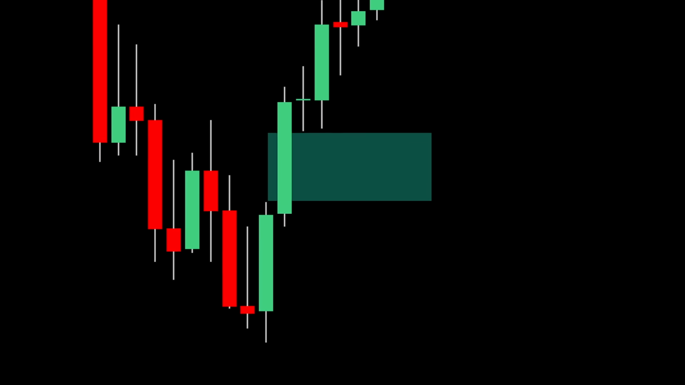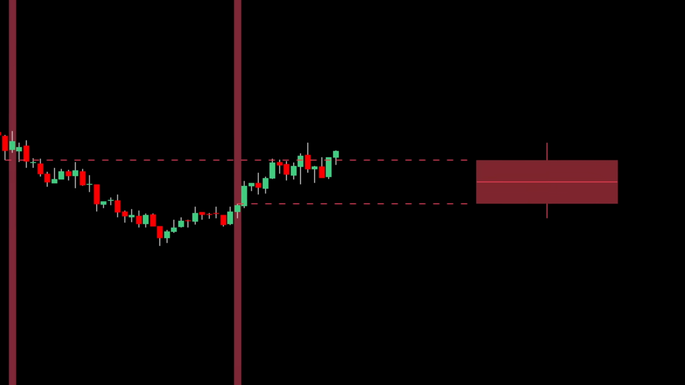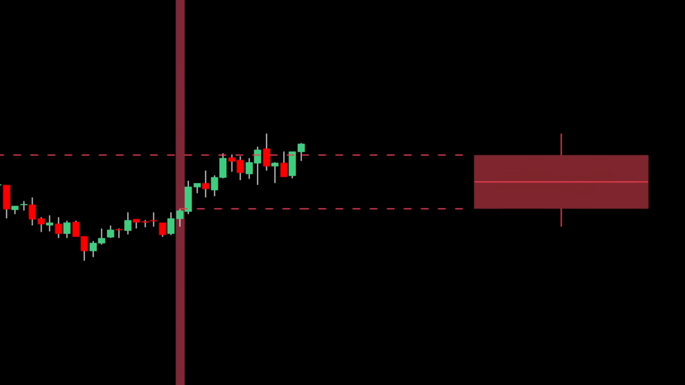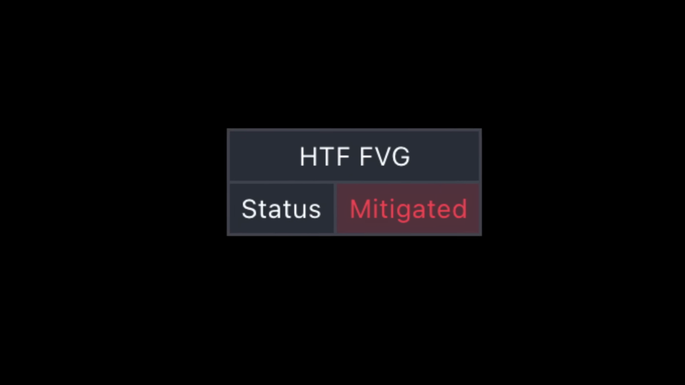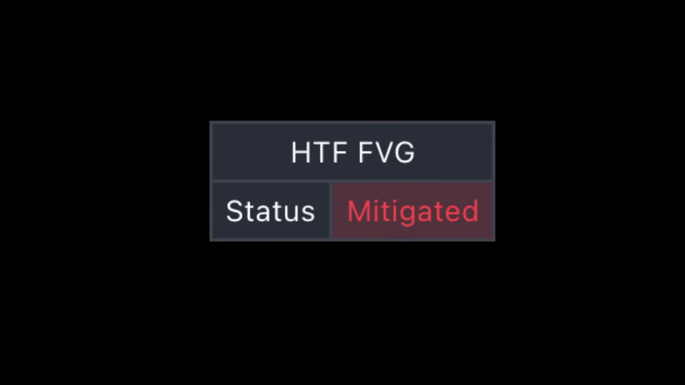You'll also notice a wick extending from the fair value gap box. Fair value gaps themselves don't include wicks, so this area simply visualizes the price dispersion since the gap was detected. Essentially, how far price has moved up or down before the gap is mitigated. In the top right corner, a dashboard appears to let you know at a glance whether the gap is still open or has already been filled.